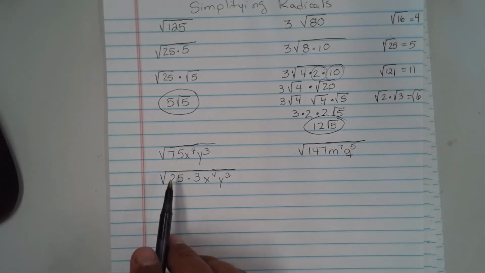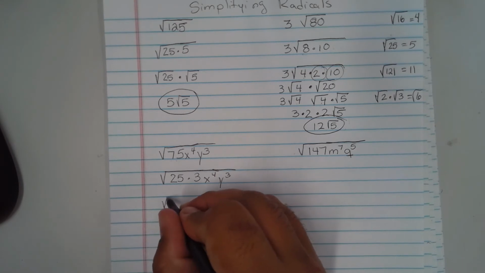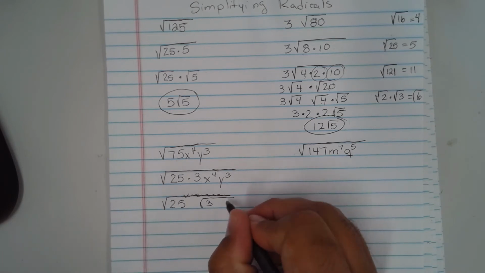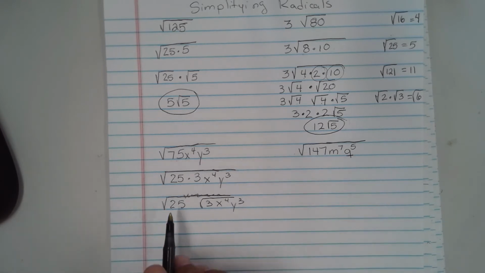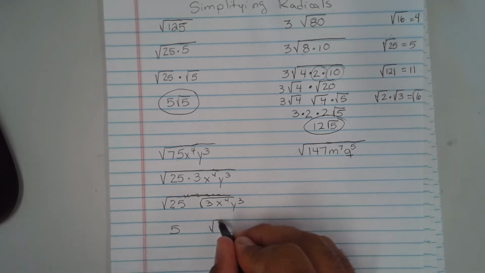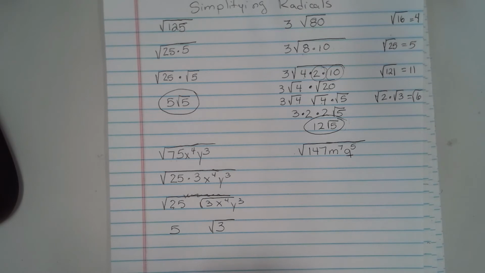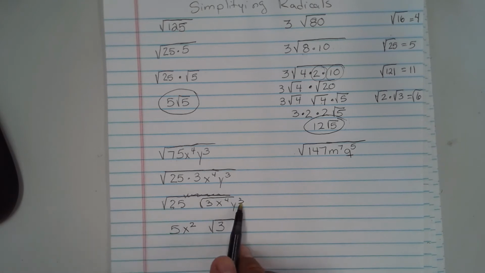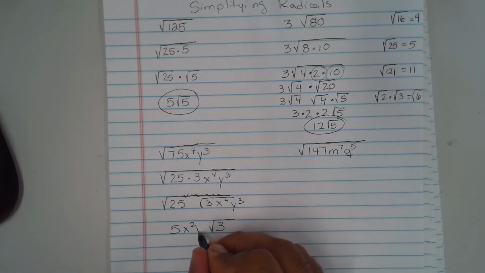Correct? Well, we could break this down. Oh, I shouldn't have done all of that. Sorry. Square root of 25, square root of 3, x to the 4th, y to the 3rd. What's the square root of 25? 5 is the one that comes out. We know 3 stays inside. Right? Now, here it goes. How many times does 2 go into that 4? 2. X to the 2nd. How many times does 2 go into the 3? Once. We need 1 inside. That's my final answer right here.